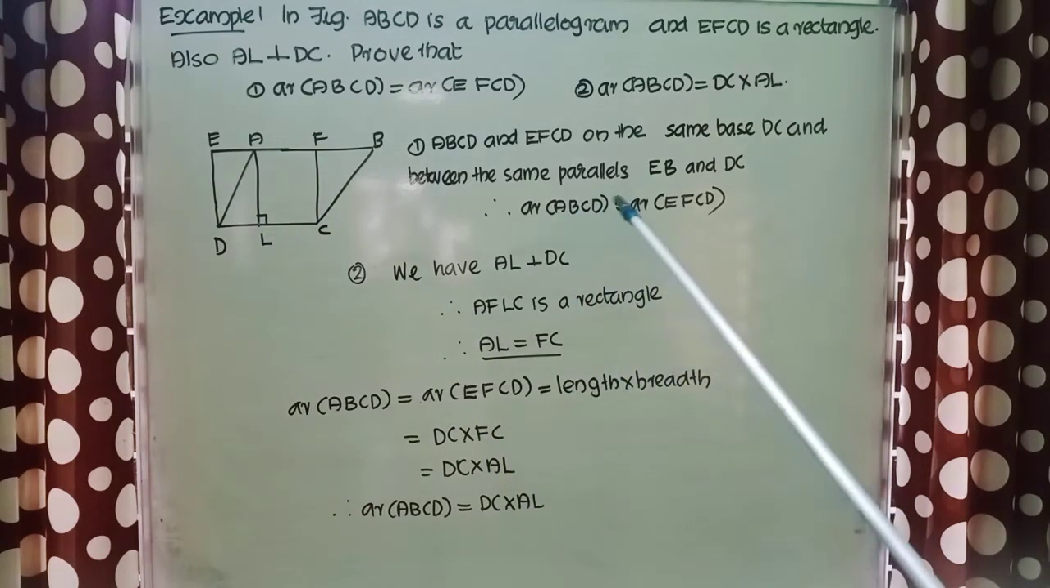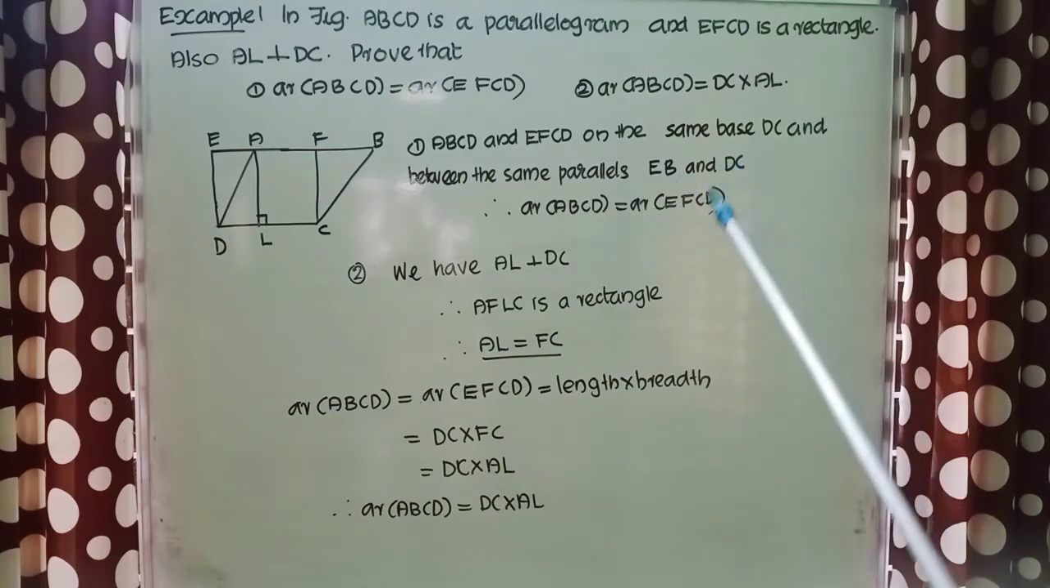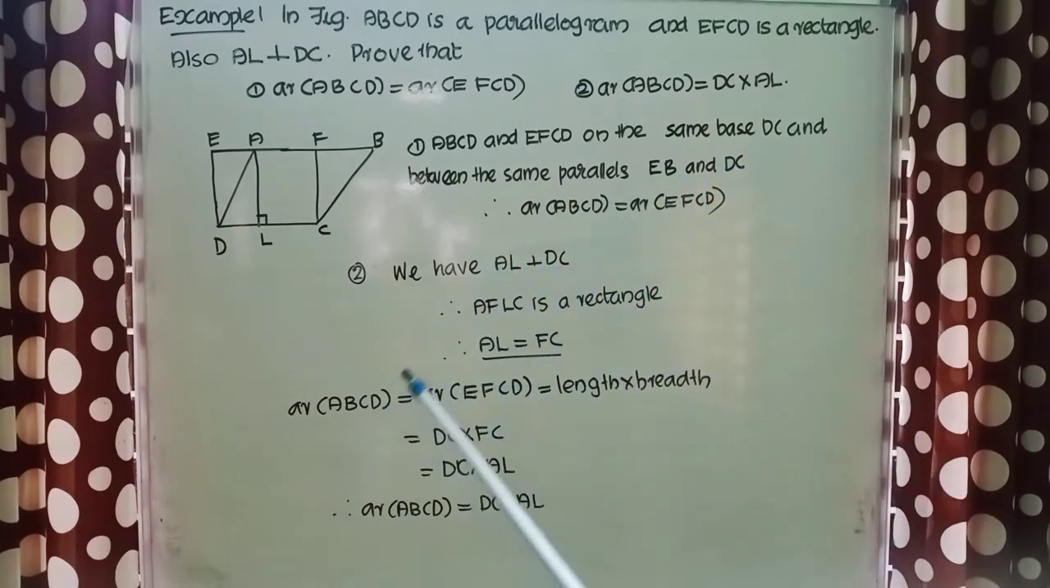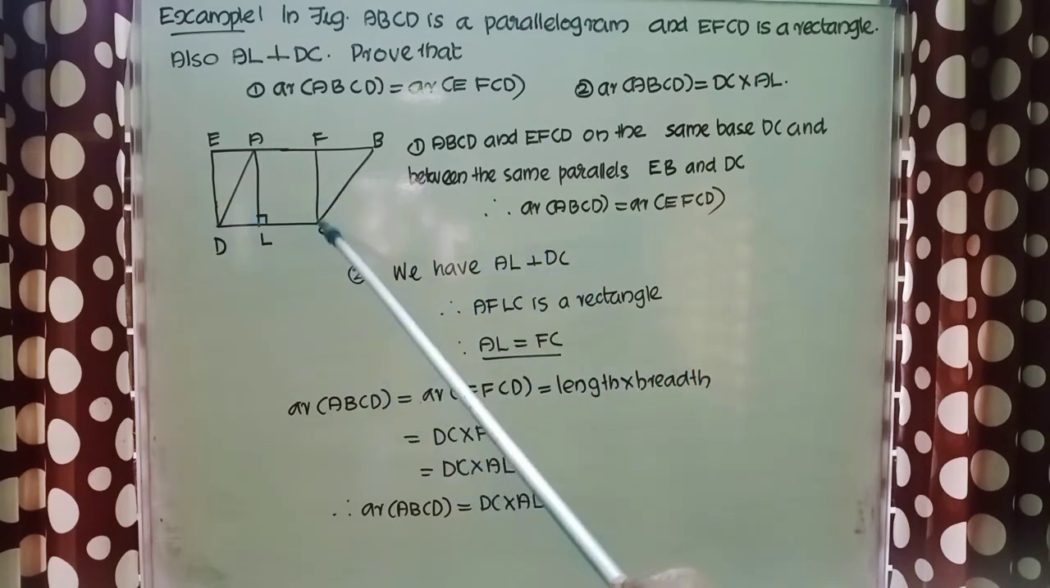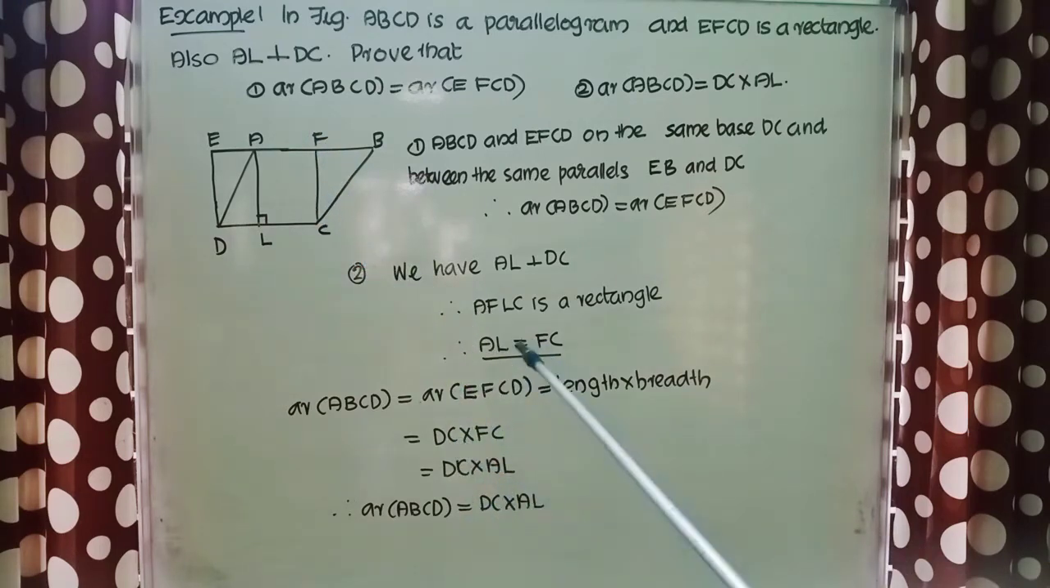Area of ABCD is equal to area of EFCD. So EFCD is a rectangle, its area is length into breadth. Here length is DC and breadth is FC. So we can write DC into FC. Here we have proved AL equals FC. So this FC we can replace by AL. So we get area of ABCD equals DC into AL.